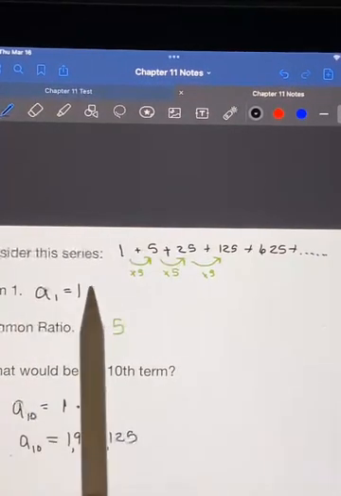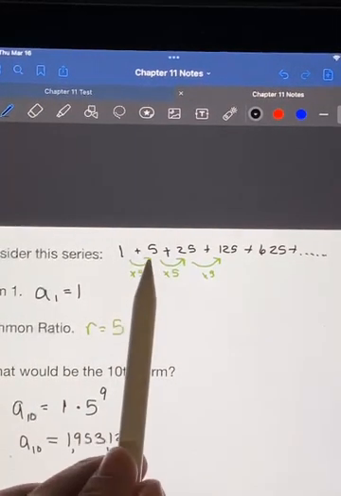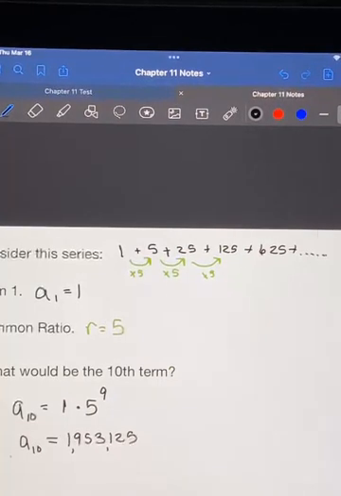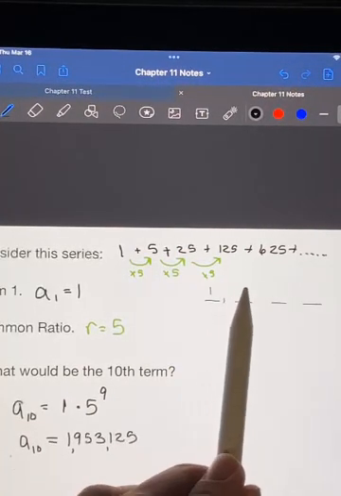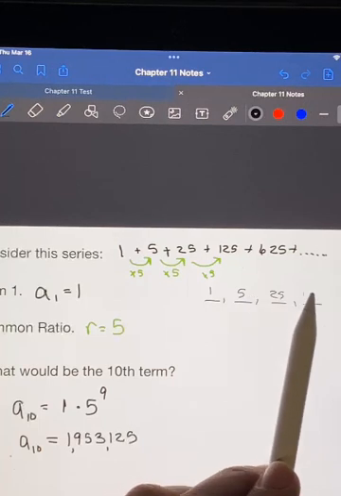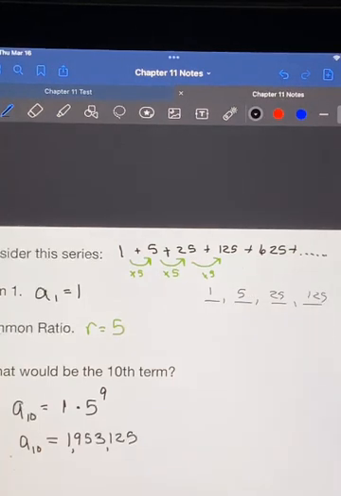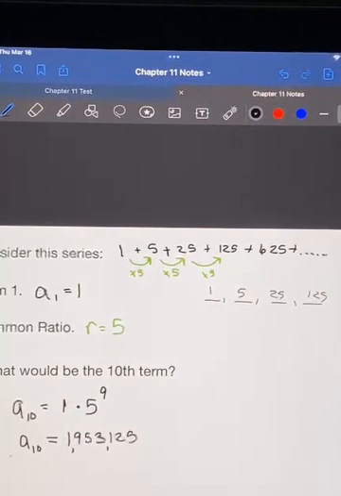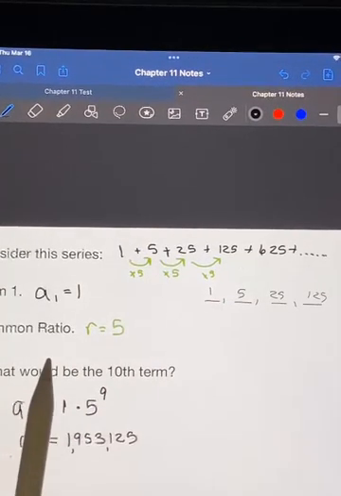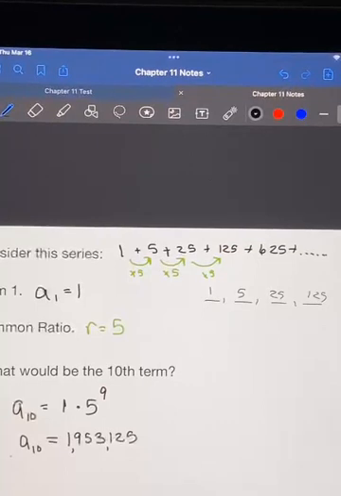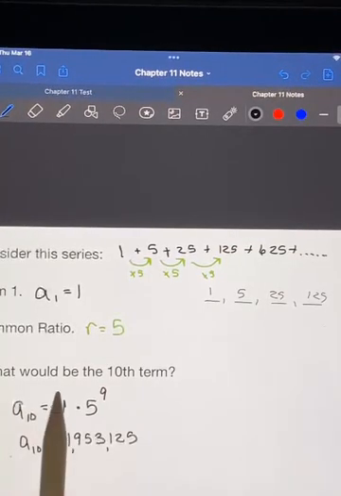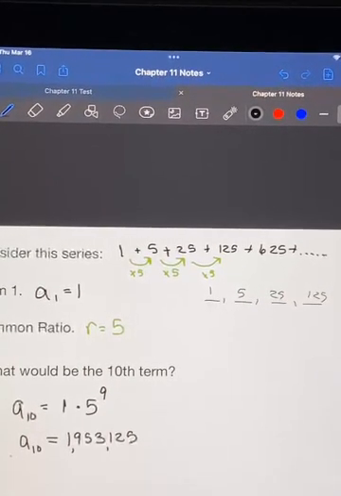Okay, so if we have this series, 1 plus 5 plus 25 plus 125, it could have been written as a sequence. If we rewrote it with commas without the addition, it would be considered a sequence. So we've taken our sequence, we've turned it into our series, and first, we want to add up the first 10 terms. Well, unfortunately, we don't know what the first 10 terms are. So to find the first 10 terms, we have to find the 10th term here.